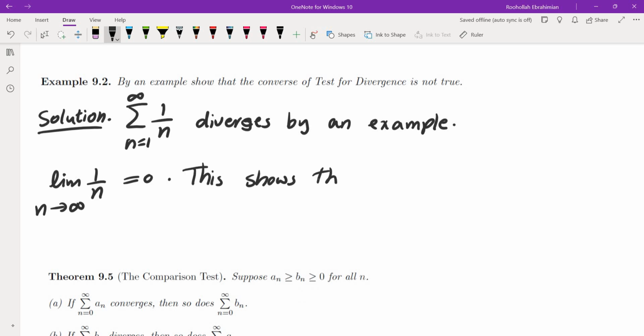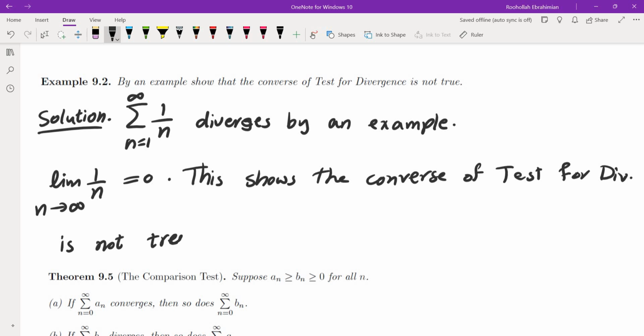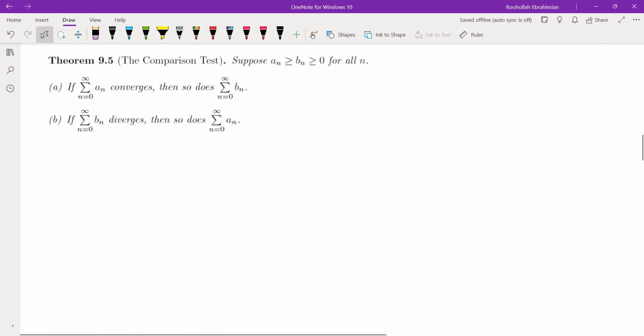So this shows the converse of the test for divergence is not true. Okay, so this is a good example to remember.